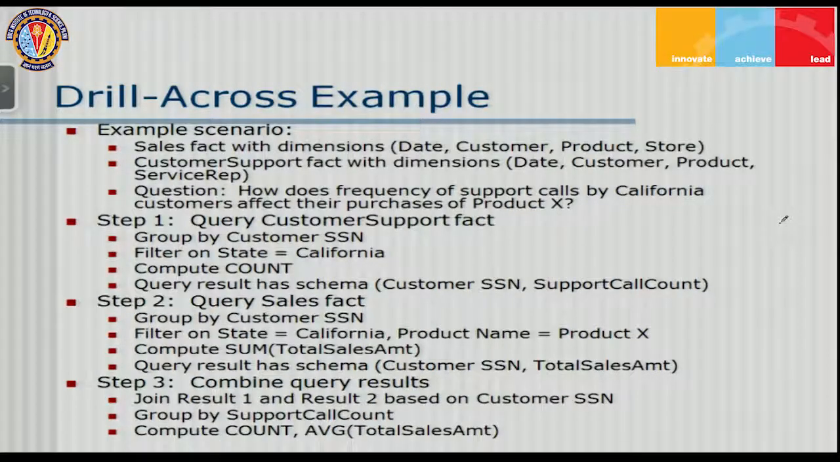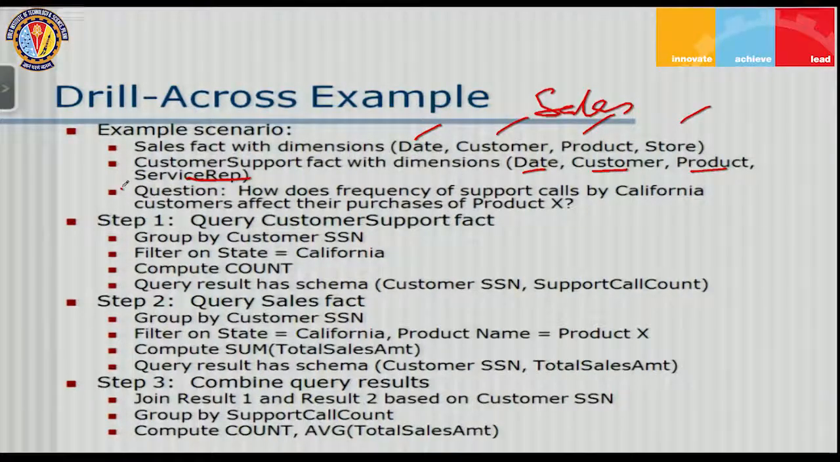So let me talk about a scenario, a drill across scenario. What we have is a sales fact table with dimensions date, customer, product and store. And there is a customer support fact. So this is a customer support fact with dimensions date, customer, product and service representative, right? You can see here that date, customer and product are common for these two fact tables.